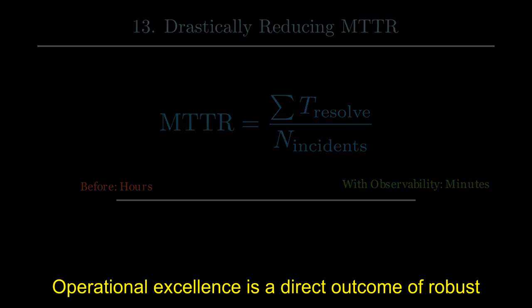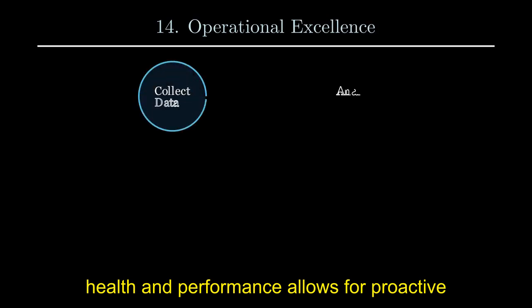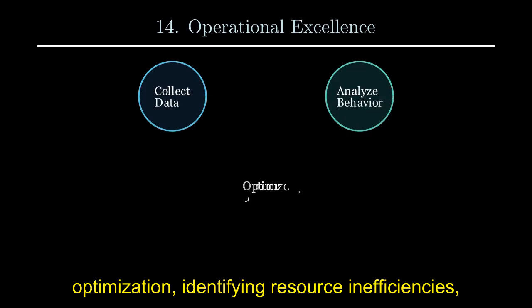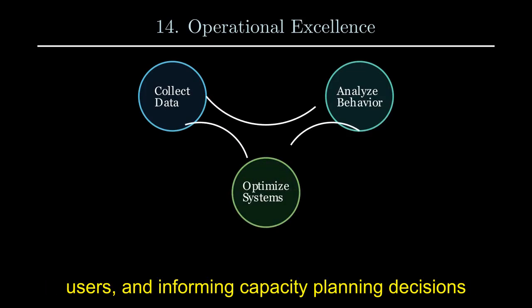Operational excellence is a direct outcome of robust observability. Continuous monitoring of system health and performance allows for proactive optimization, identifying resource inefficiencies, detecting performance regressions before they impact users, and informing capacity planning decisions with empirical data.